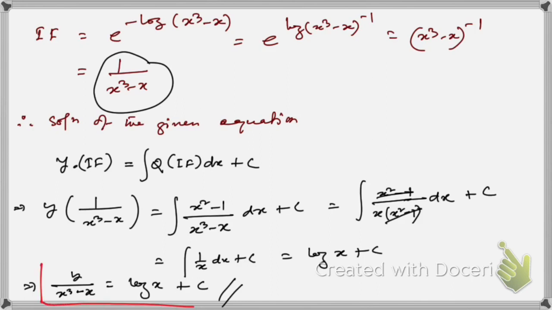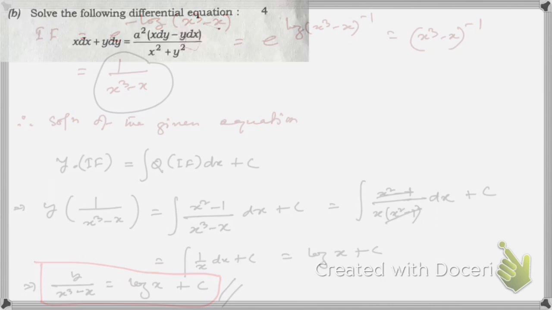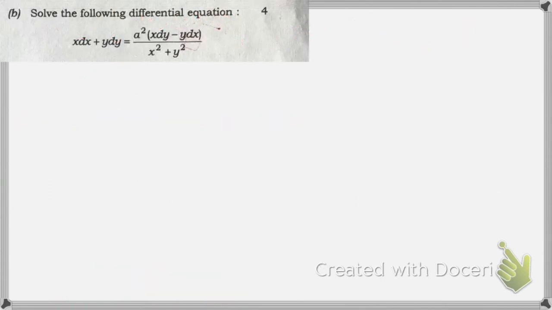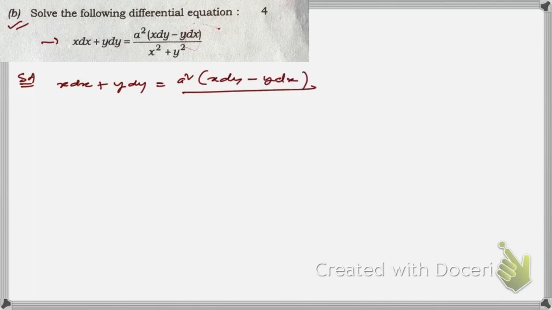Now let's move on to the next question, question number 3. Here we have to solve the following differential equation. This is 3b. So let me write the given differential equation first: x dx plus y dy is equal to a square times x dy minus y dx by x square plus y square. That's what we have.